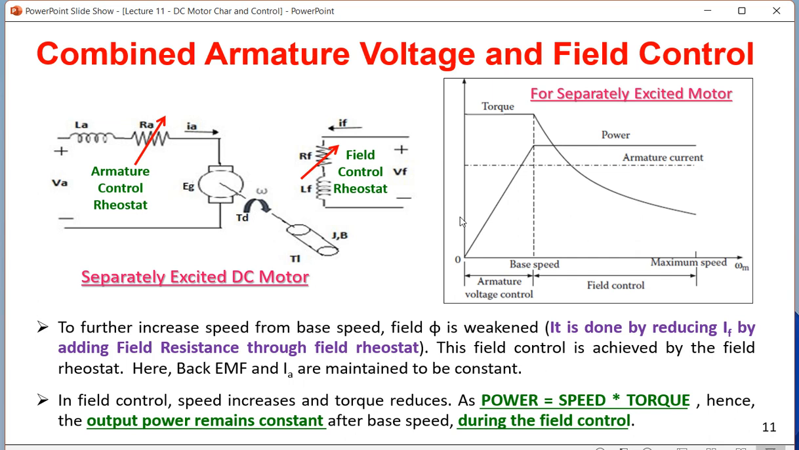And what is meant by field control? After the base speed is reached, we cannot increase the armature voltage anymore, but we still want to increase the speed of the motor. How can we do that? We can do that by reducing the phi.